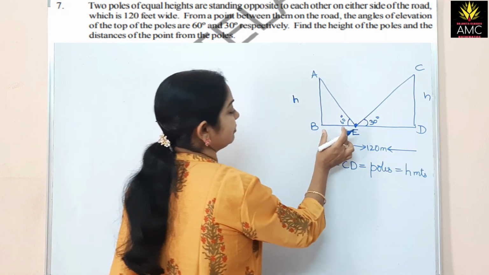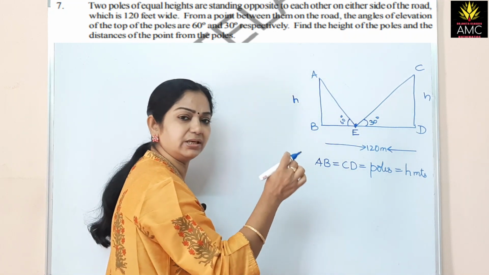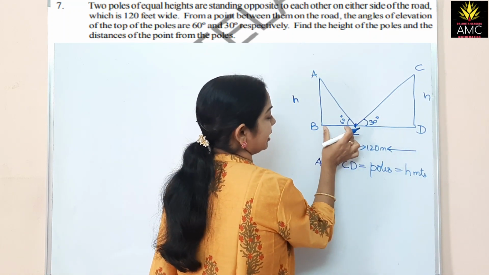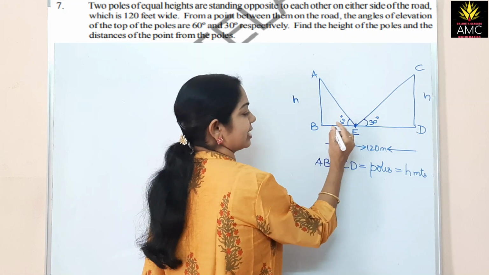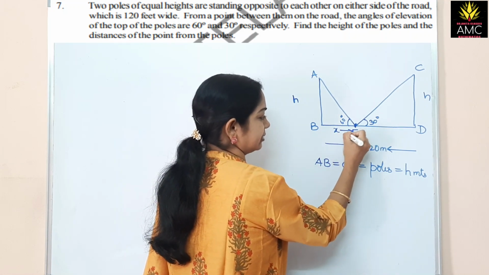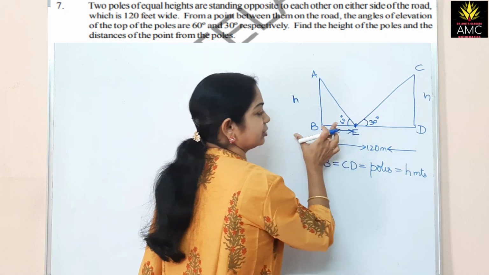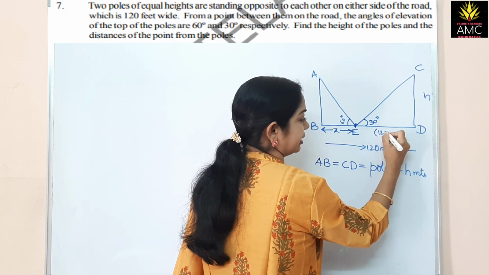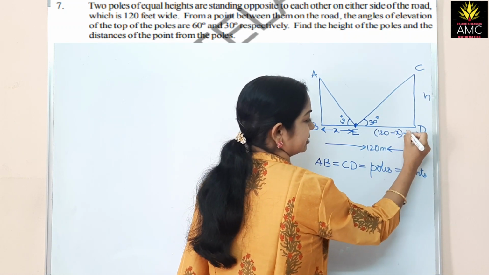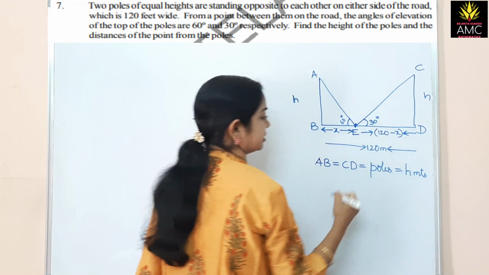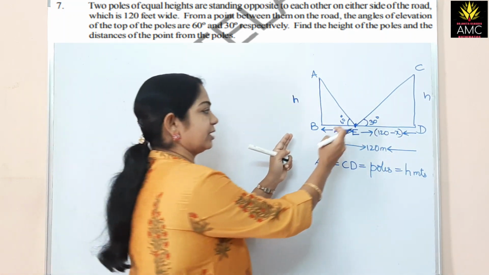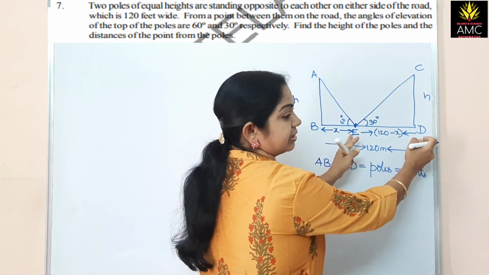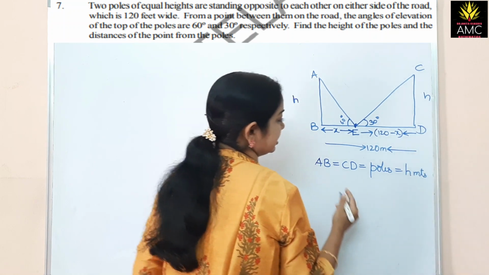Now let me suppose some point on the road in between these two poles, at some point, we don't know which point. So I'll suppose this distance as X meters. If this is X, the total distance is 120, so ED will be clearly 120 minus X. You understood? Here, I am supposing at one point E, this distance from the pole, let this be X. So, this will be 120 minus X, because the total distance BD is 120.